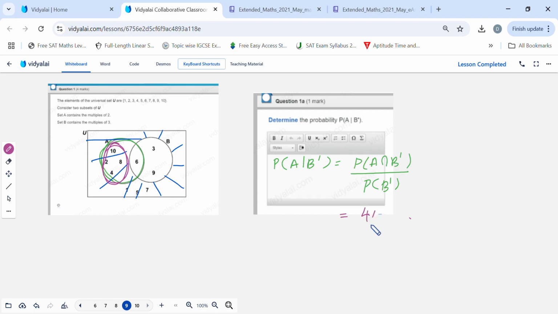So this is going to be 4 by 10 by probability of B complement. B complement contains these 4 plus 3 elements, so 7 by 10. So 10 and 10 will get cancelled. It's 4 by 7. In decimal form, 4 divided by 7 is 0.571, rounded off to 3 decimal places.